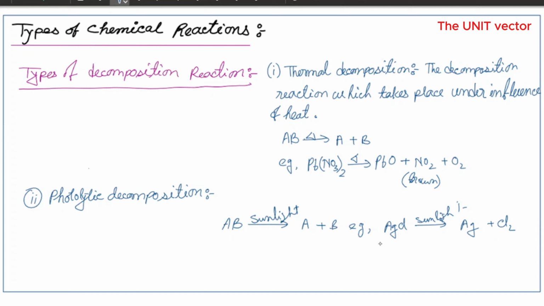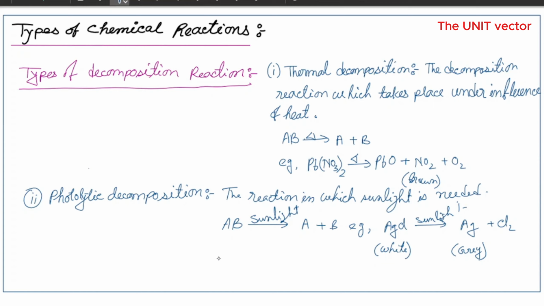So the color of silver chloride is white, but the color of silver is gray. So in this reaction, change in color is taking place, and this reaction needs sunlight to decompose. This is the example of photolytic decomposition. If we write the definition, it is the reaction in which sunlight is needed.